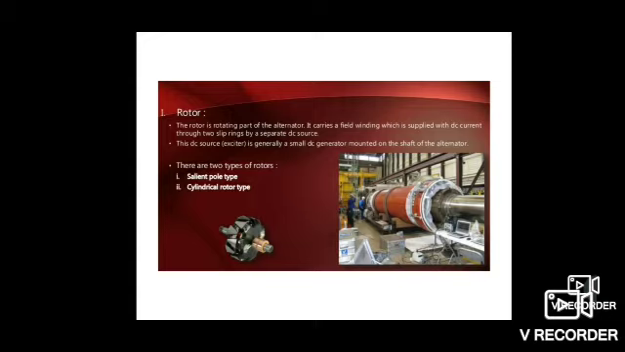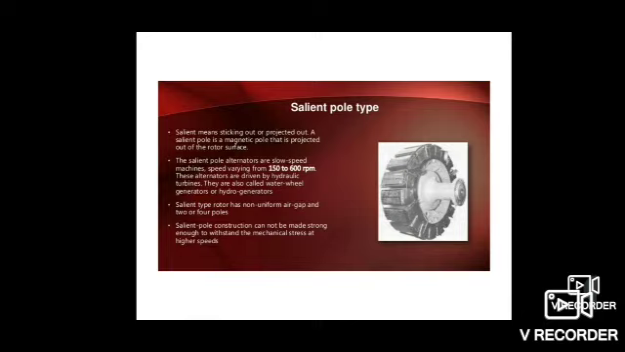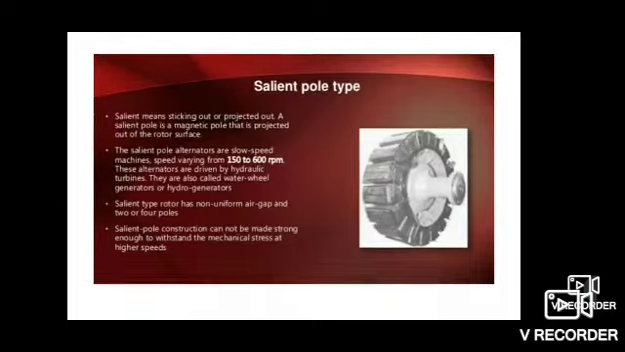There are two types of rotors, one is salient pole type, another one is cylindrical rotor type. So depending upon which, the alternator is classified into salient pole alternator and cylindrical rotor alternator. It depends upon the design. First one is salient pole alternator. See the diagram, it is the salient pole alternator.